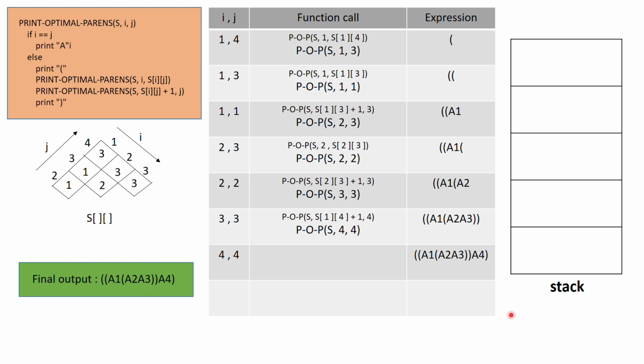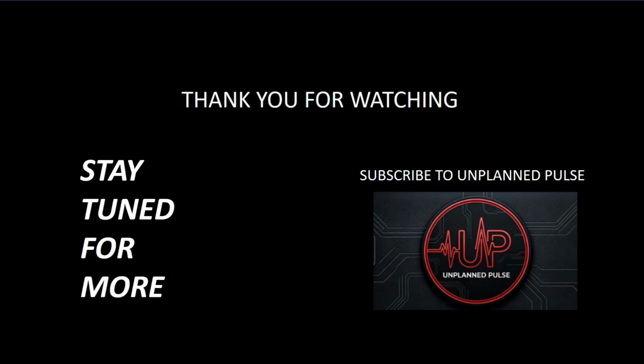So this is how you can find the most efficient way to multiply a chain of matrices using the print optimal parenthesization. That's all for today.